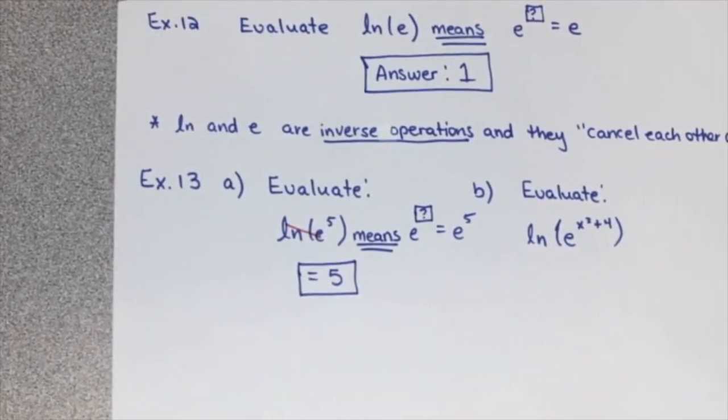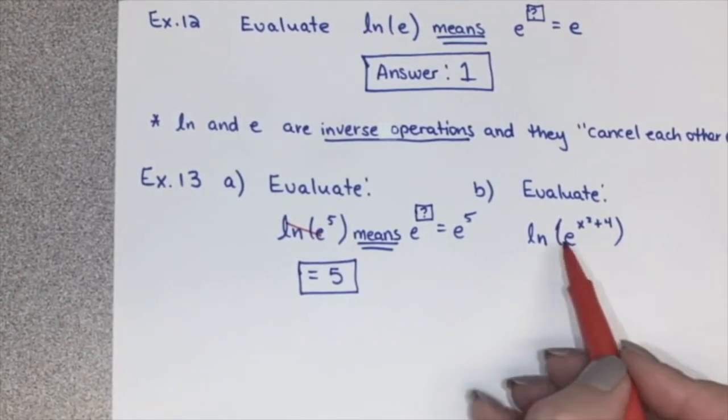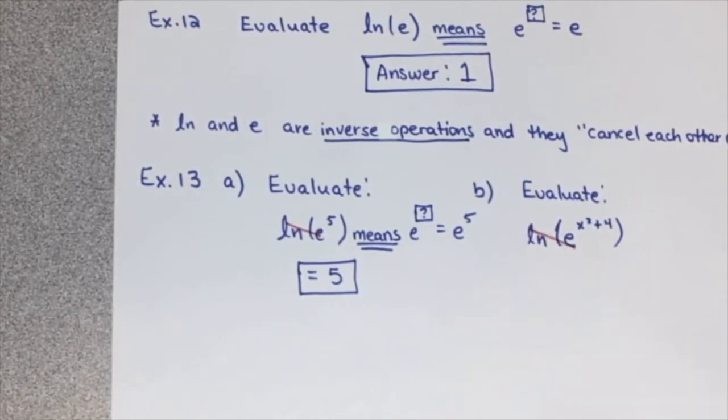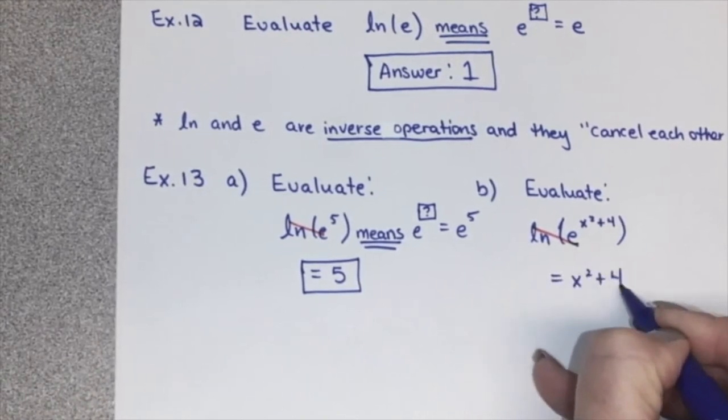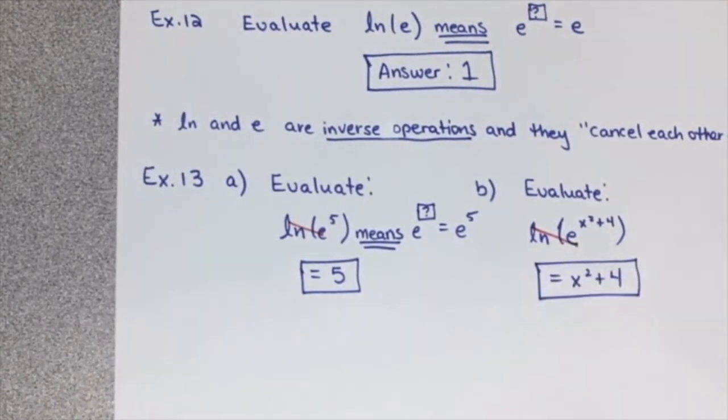Okay, so the same thing here. What's going to happen with my ln and the e since they're opposites? It's going to cancel, and it's just going to leave what? Whatever the exponent happened to be, right? Which in this case is x squared plus 4.